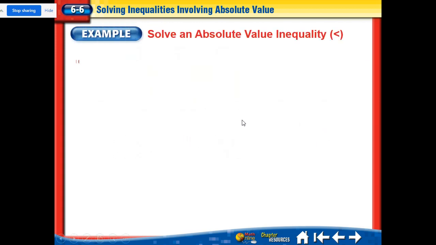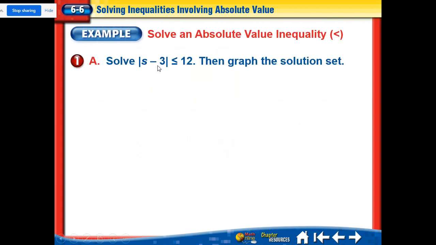So let's try our first example here. So here we have the absolute value is less than or equal to 12. So we're going to split it into two cases. We're going to write it as s minus 3 is less than or equal to 12. And because it's a less than, it's an and. s minus 3 is greater than or equal to negative 12. So notice what happens over here. Not only do I make it negative 12, but I also switch the sign to a greater than.